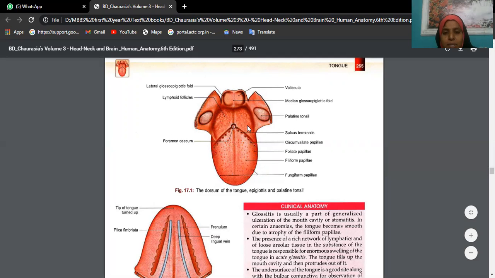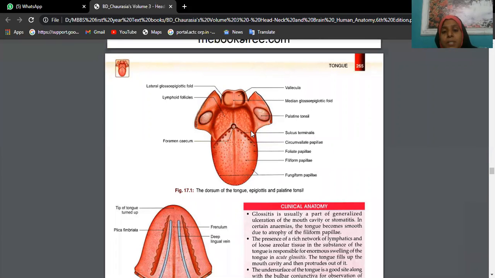The posterior one-third is the pharyngeal part, and the pharyngeal part will have a lot of lymphoid tissue, which is called the lingual tonsil. As you move more behind, you will see there are two folds at the lateral aspect of the pharyngeal part. The anterior fold is the palatoglossal arch, the posterior fold is the palatopharyngeal arch. Between the palatoglossal and palatopharyngeal arches, we have the palatine tonsil. Okay, beta? So this is the sulcus terminalis, this is the foramen cecum, these are the circumvallate papillae. These are the points you are supposed to write when you talk about the dorsum.